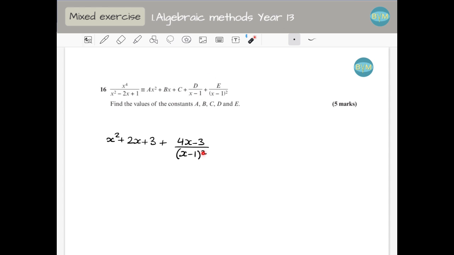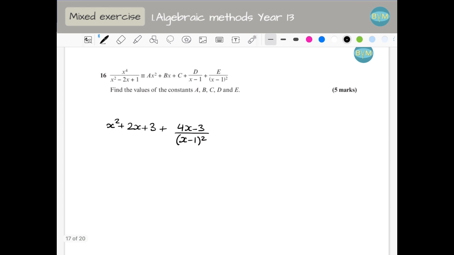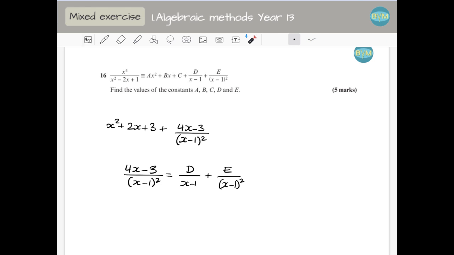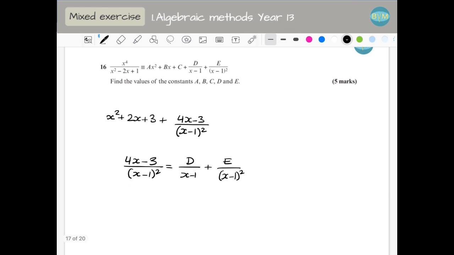When we have a squared factor, remember, we will need to write it as partial fractions with two terms, not just one. So this is going to be a D, in this case, they call it D, over x minus 1 without the square, and an E over x minus 1 with the square. Every time I have a squared factor, please be careful, because you will have two terms out of it. So x minus 1 squared and x minus 1 with no square. So let's go and do this.